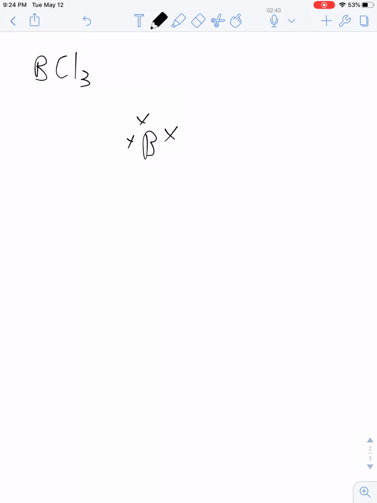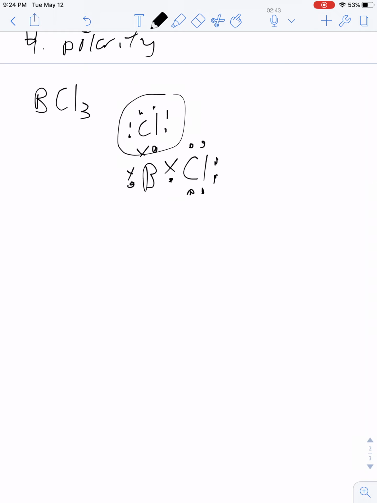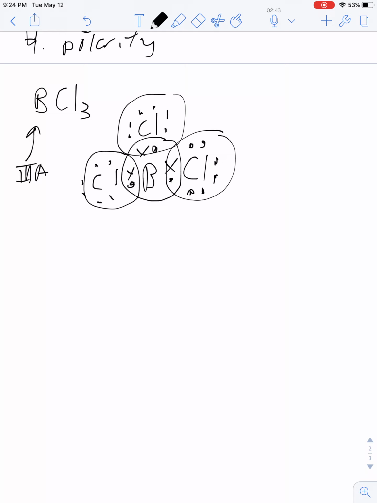So let's start off with something sort of simple, one that we've already done. Let's do boron chloride. So first you do the Lewis dot structure. Boron starts with three valence electrons, because it's in group 3A. Chlorine starts with 7, because it's in group 7A. Okay. And you do your Lewis dot structure. Elements in group 3A follow the rule of 6, and elements in group 7A follow the rule of 8. Okay?